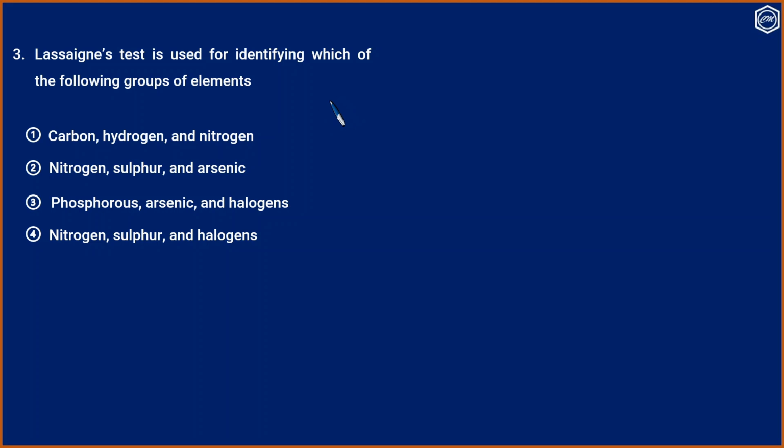Lassaigne's test is used for identifying extra elements, and we consider extra elements as nitrogen, sulfur and halogens. So option 4 is the correct answer.